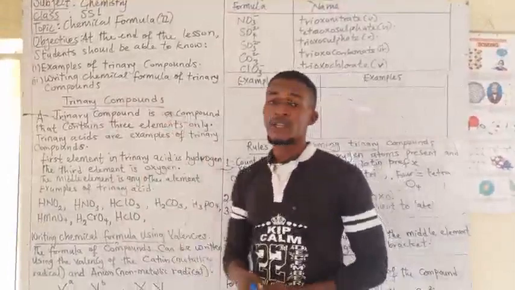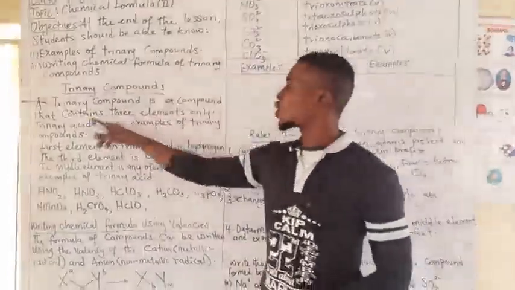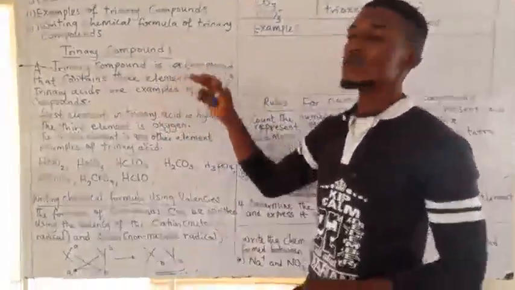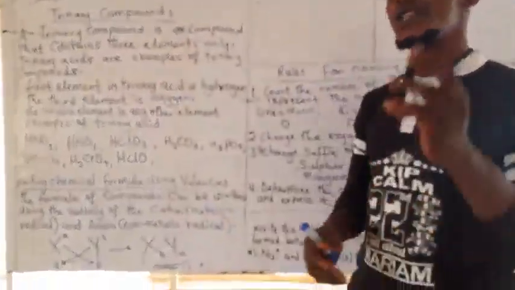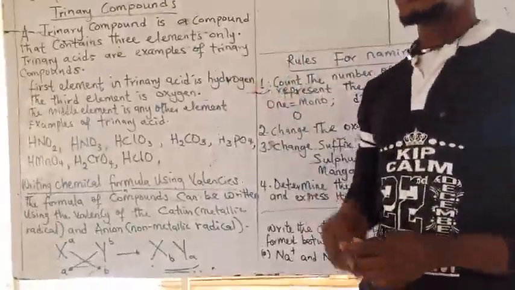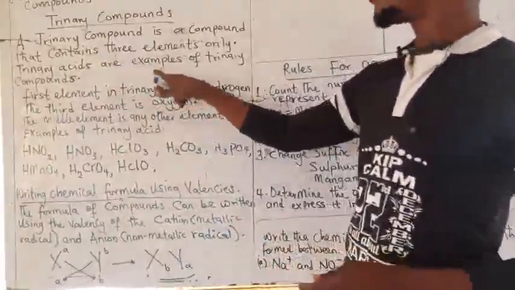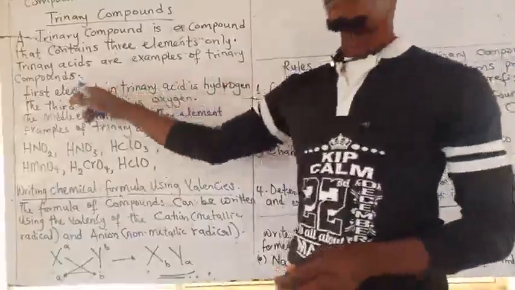Now, what is a trinary compound? A trinary compound is a compound that contains three elements only. Trinary compounds contain three elements, unlike binary compounds that contain two elements. So trinary acids are examples of trinary compounds.